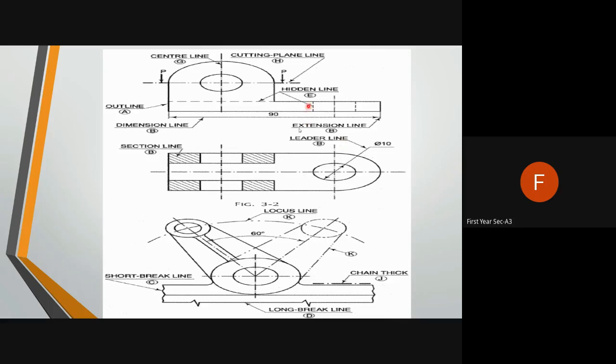Okay, and this line is known as leader line. Okay, then if you see this example, see there is a short break line, this is a long break line, see this long break line, this is chain thick line, this is locus line. So these are the examples or applications where the lines are used.